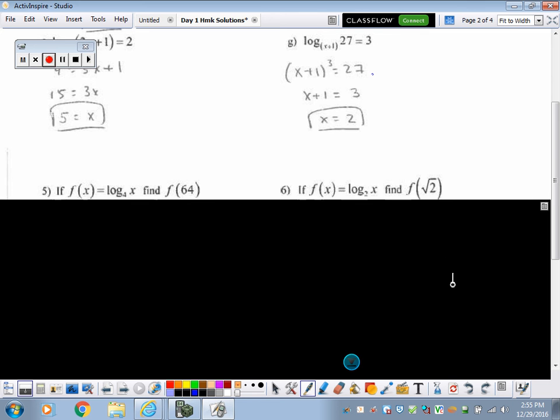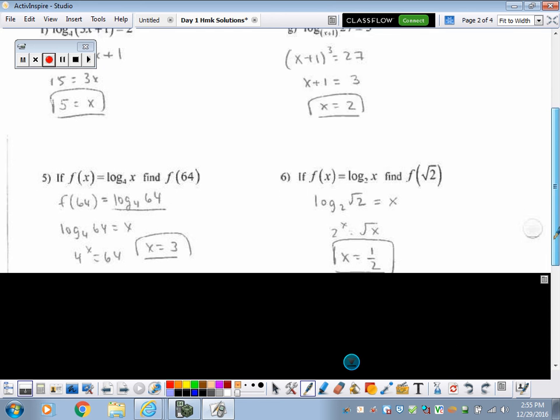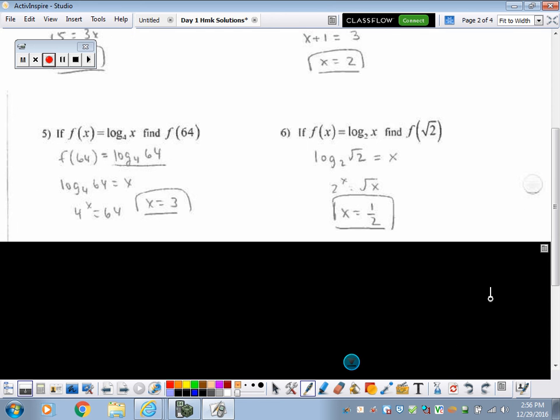5 and 6, number 5, I've got x is equal to 3 because I'm looking for log base 4 to get 64, meaning to what power should I raise 4 to get 64, which is 3. Number 6, 2 to the what power is radical 2, and that's going to be 1/2, 2 to the 1/2 power.